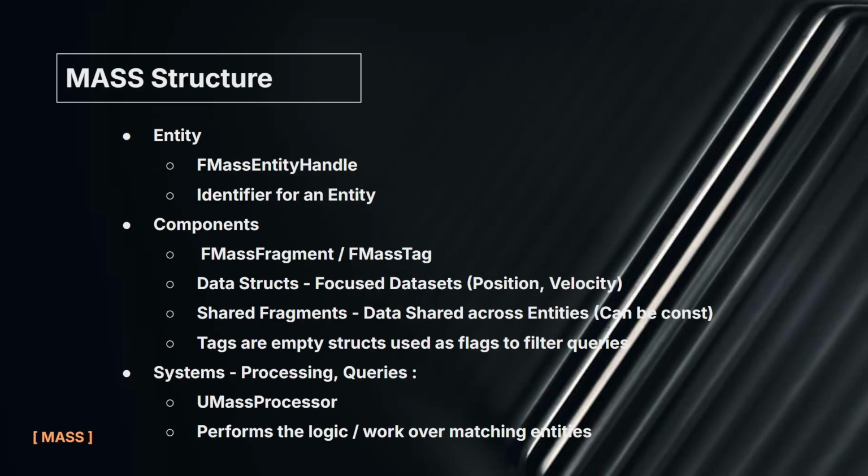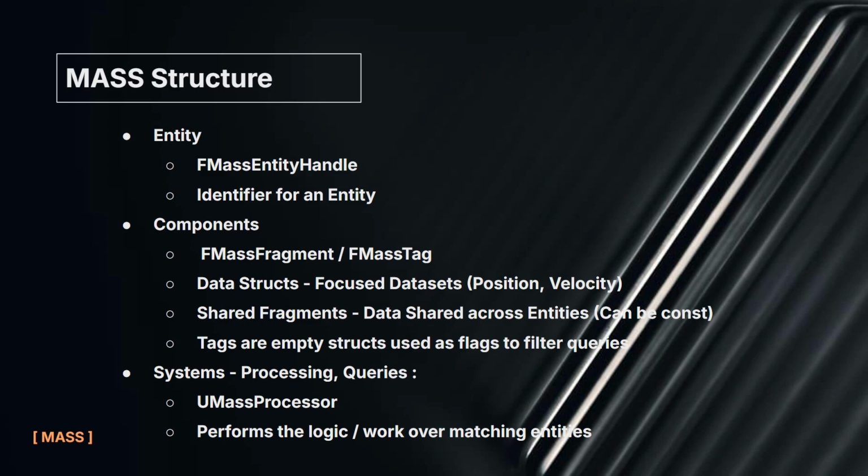So let's talk about actual Mass terminology now. In a normal entity component system, an entity is almost commonly just an int32. So it's just an ID, just a number that identifies this entity. So you've got entity 0, 1, 2, 3, and 4. You've got 5 entities. For Mass, that is a struct. So you'll see it referred to as a Mass entity handle. It's just a struct with an int32 in it, so that identifies the entity.